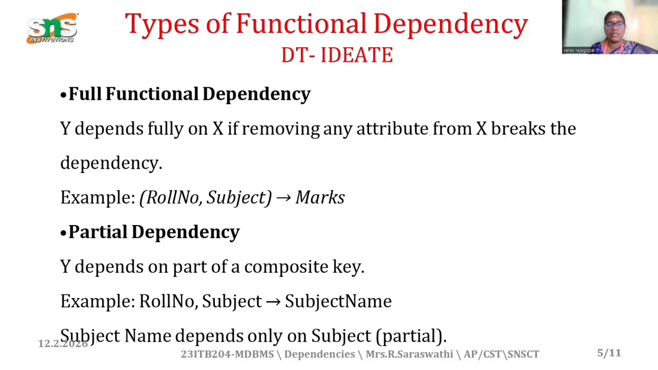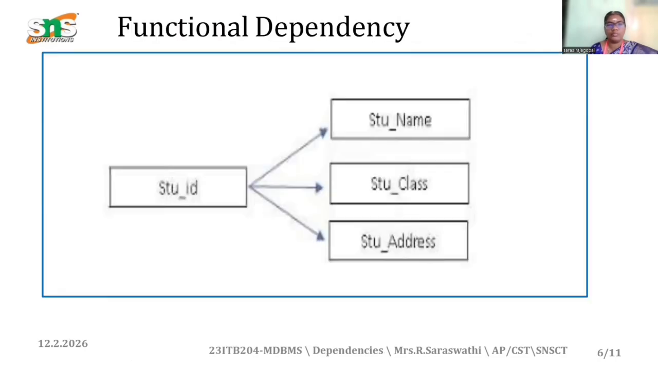Partial dependency: if Y depends on part of a composite key, for example roll number, subject goes to subject name. Functional dependency example: student ID goes to student name, student class and student address. Based on the student ID, we can determine the name of the student, class of the student and address of the student.